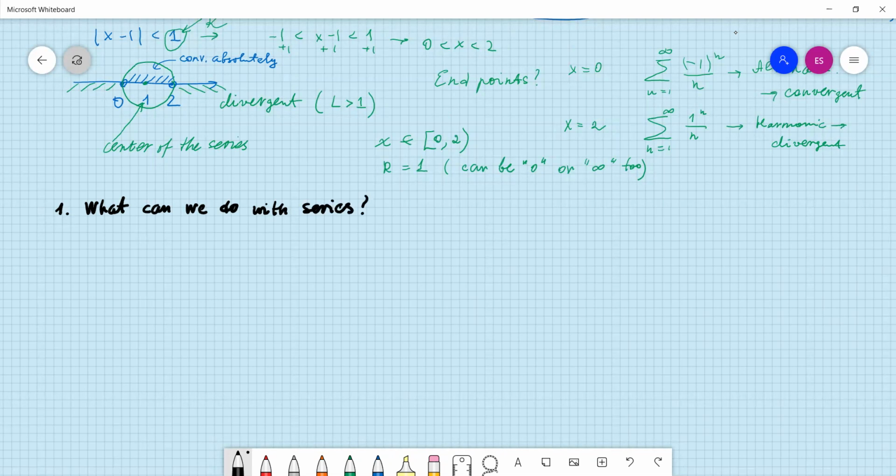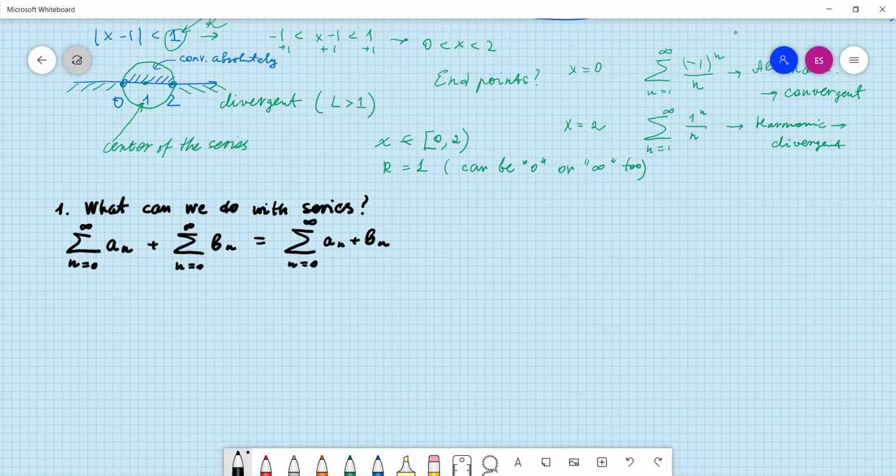Well, we can add, subtract, multiply, or divide series. I'm going to start with addition. Imagine that you have two series of terms, an and bn. It's important that the series start with the same index. You can unify them into one series, an plus bn, where n goes from 0 to infinity.